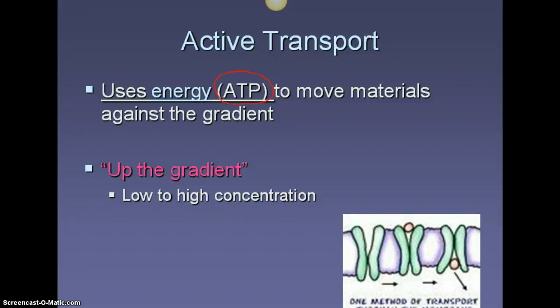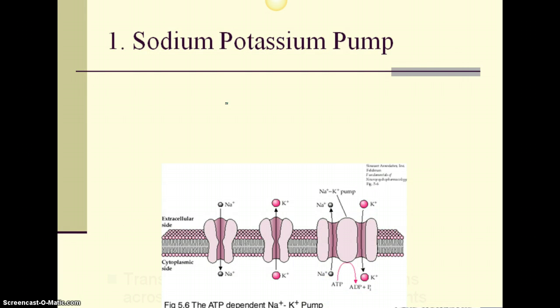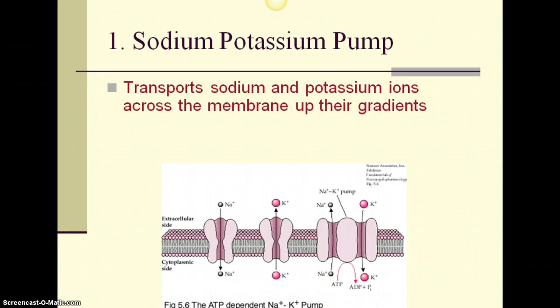And when we go up the gradient, we're actually going against equilibrium. So the goal of passive transport was to get to equilibrium. The goal of active transport is to actually fight that equilibrium. It's going against equilibrium. The first choice here, the first type, is a pump. And we're going to look specifically at the sodium-potassium pump, although there are more pumps than just the sodium-potassium pump. Any pump is going to be active transport.